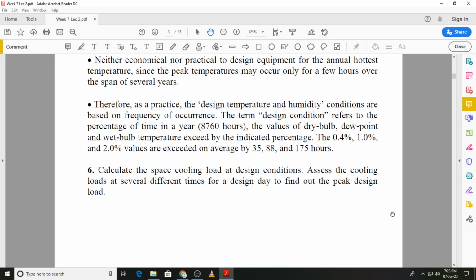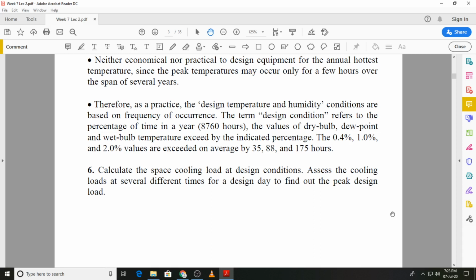And for most of the year, or practically the entire year, it's possible that your plant will actually be running at a much lower load, and when it runs at a very low load compared to the design load, it's also operating at a very low efficiency, so you will be losing money. So instead of just focusing on one particular maximum temperature, the practice is to select the outdoor design temperature based on what is known as the frequency of occurrence.